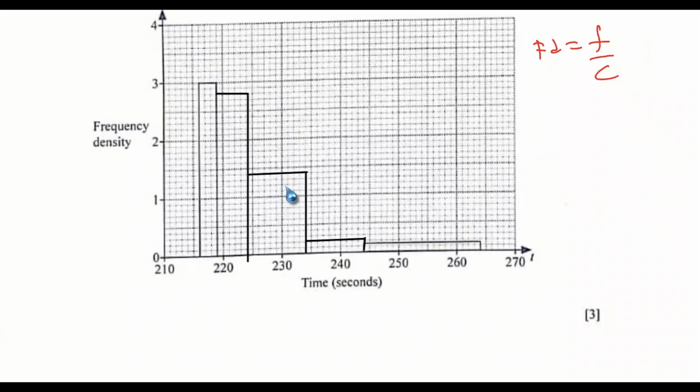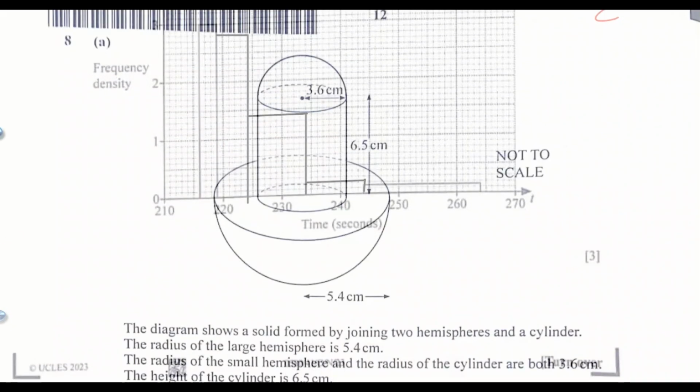So I have completed the histogram. You can see that when it is 2.8, the class interval is between 219 and 224, and when the frequency density is 1.4, the class interval is between 224 and 234. The last one is when the frequency density is 0.2, so the class interval is between 234 and 244. So let's go to the next question.